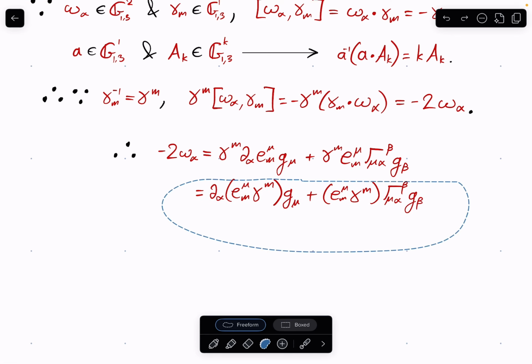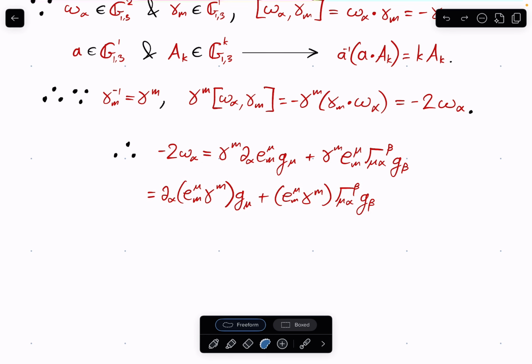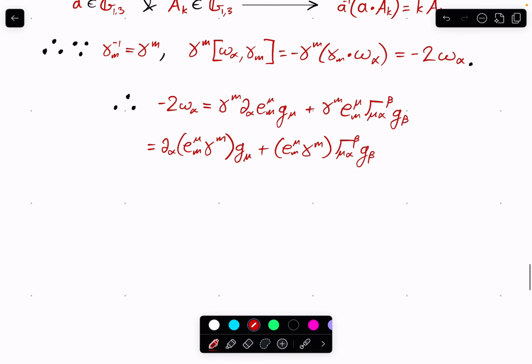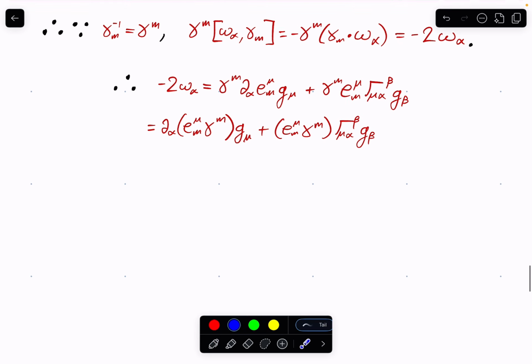And then this is the definition of g^μ. So we get the partial in the alpha direction of g^μ, and recall that by convention we have the parentheses there, plus Γ^μ_{μα} g_β.